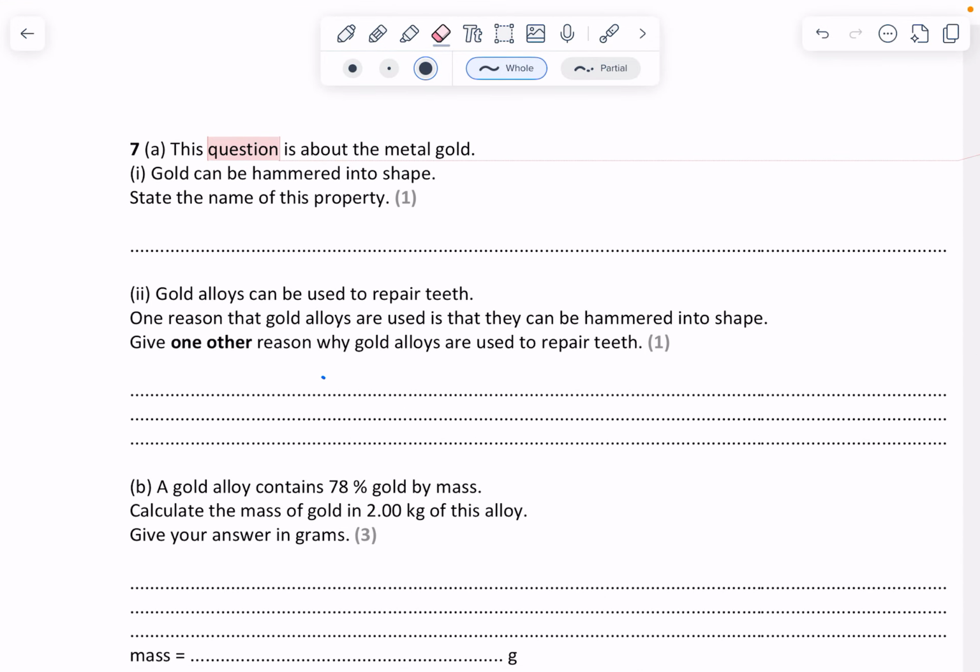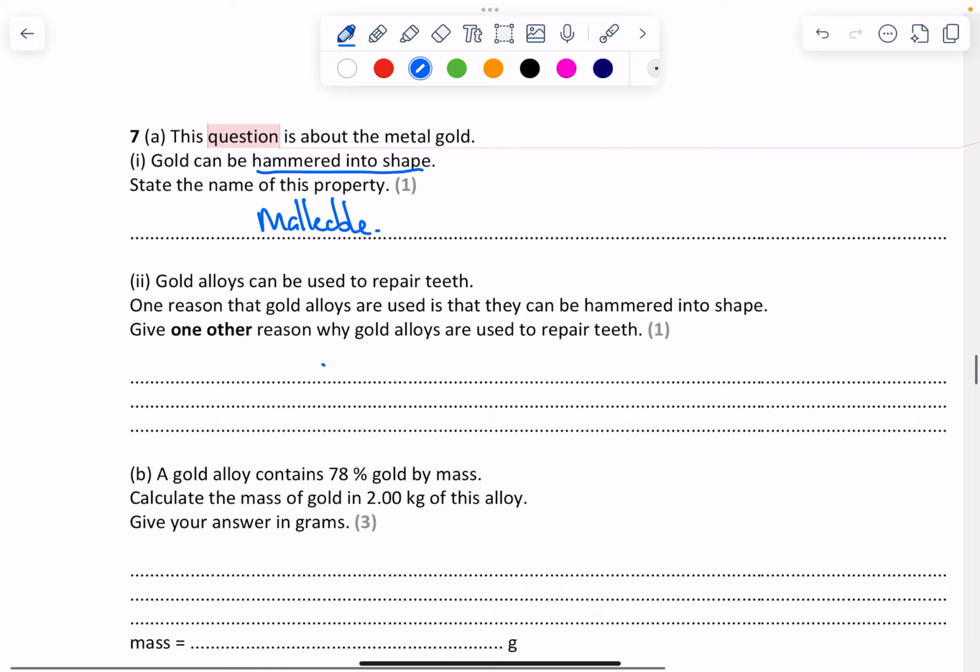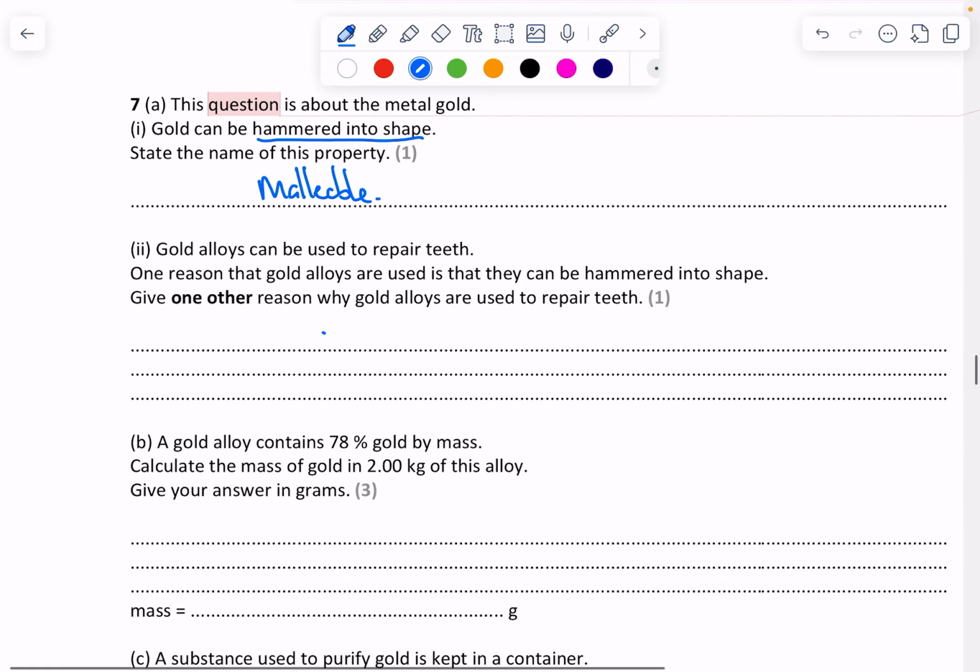So the fact that gold can be hammered into shape, we call that property malleability. So we say the metal is malleable. Gold alloys can be used for teeth. One reason is that they can be hammered into shape.